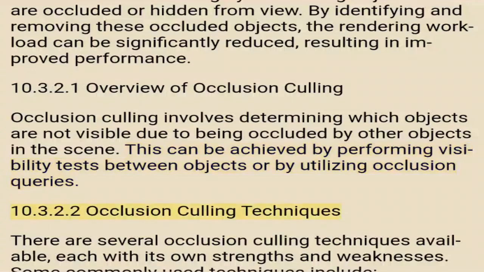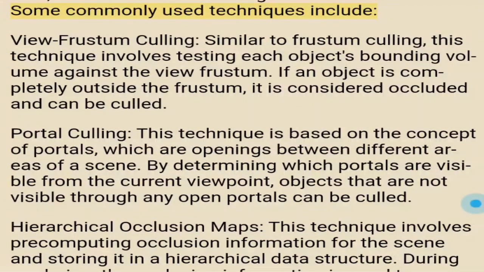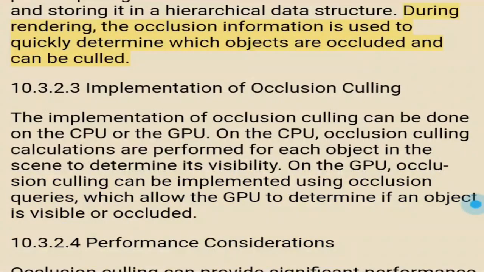10.3.2.2 Occlusion culling techniques. There are several occlusion culling techniques available, each with its own strengths and weaknesses. Some commonly used techniques include view frustum culling. Similar to frustum culling, this technique involves testing each object's bounding volume against the view frustum. If an object is completely outside the frustum, it is considered occluded and can be culled. Portal culling. This technique is based on the concept of portals, which are openings between different areas of a scene. By determining which portals are visible from the current viewpoint, objects that are not visible through any open portals can be culled. Hierarchical occlusion maps. This technique involves pre-computing occlusion information for the scene and storing it in a hierarchical data structure. During rendering, the occlusion information is used to quickly determine which objects are occluded and can be culled.